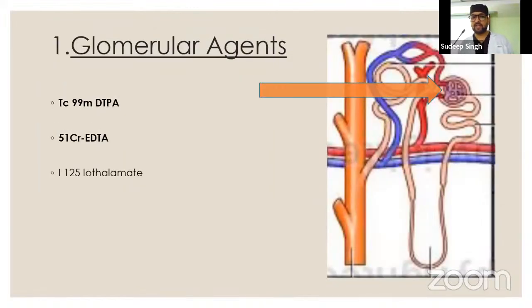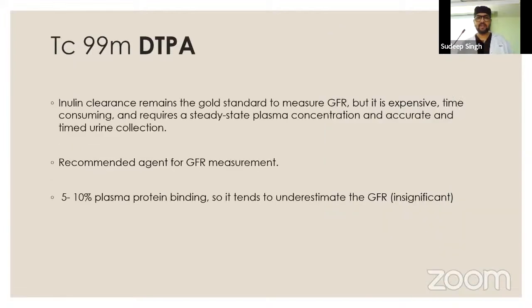The glomerular agents are DTPA, EDTA, and iothalamate. For technetium-99m DTPA, though inulin clearance remains the gold standard to measure the GFR, it is expensive, time consuming, and requires a steady state plasma concentration and accurate timed urine collection. DTPA is the recommended agent for GFR measurement.